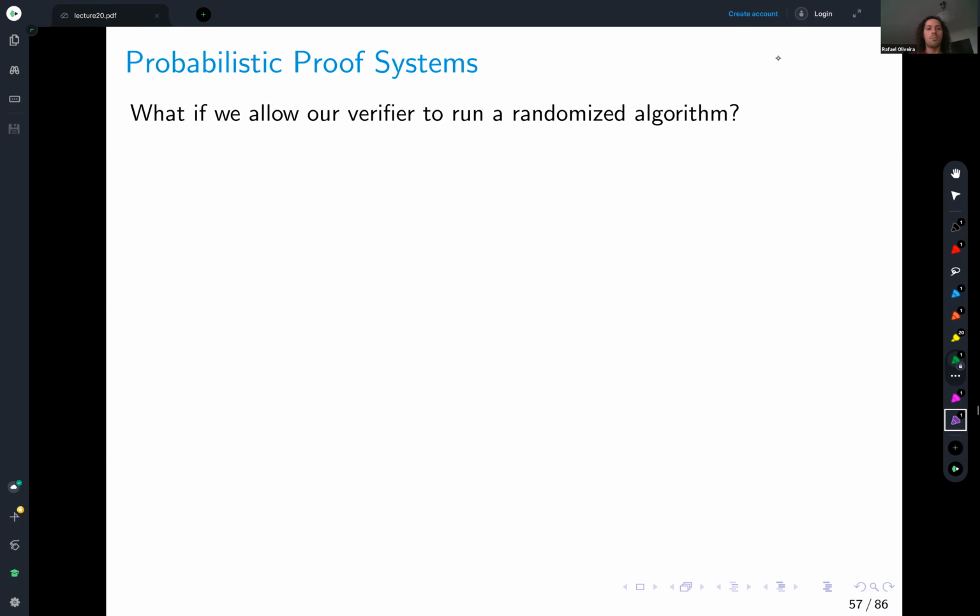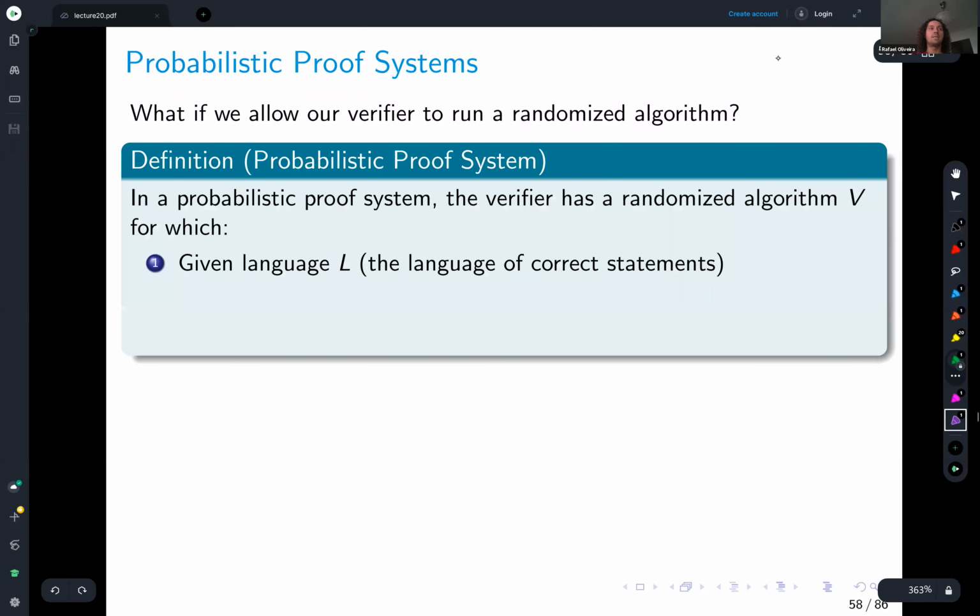Okay, but anyways, here's the thing: NP is great as a proof system, right? But it allows us to use only a deterministic algorithm. Now, what if we allow the verifier to run a randomized algorithm? Still polynomial time, but a randomized polynomial time algorithm. This is what we call a probabilistic proof system, okay?